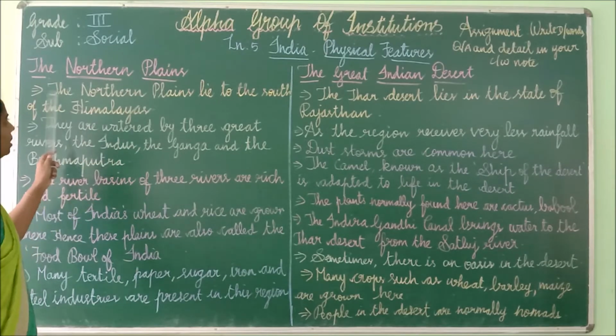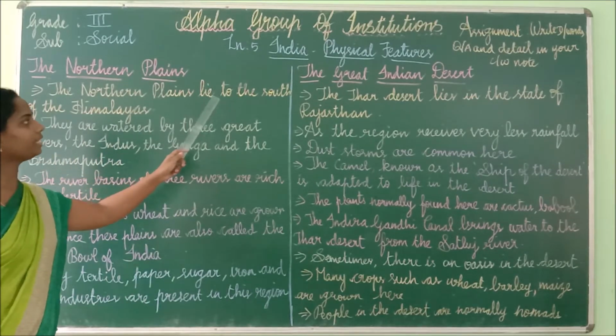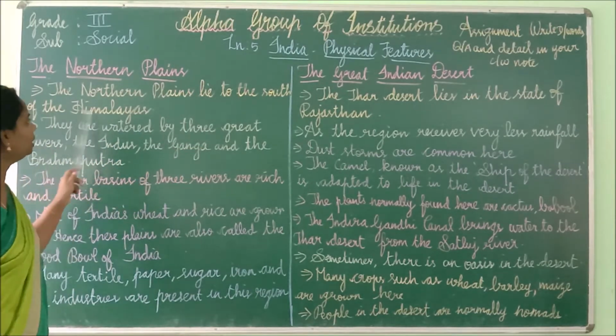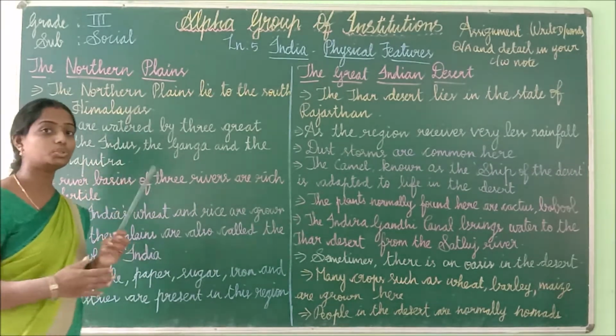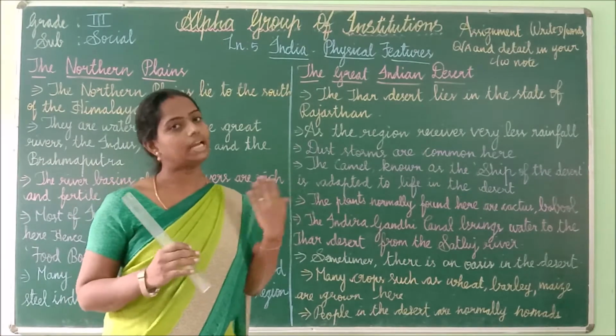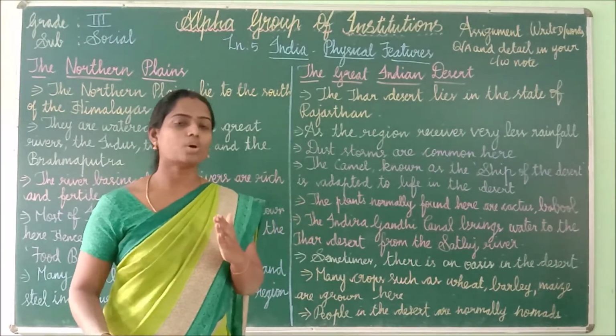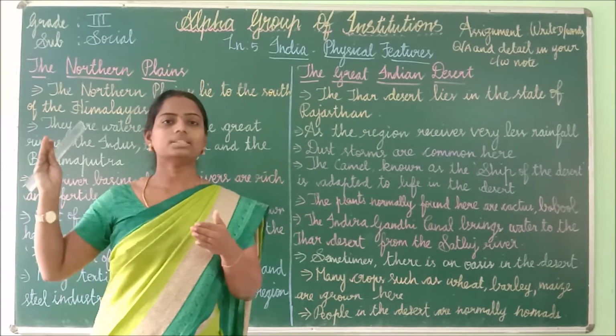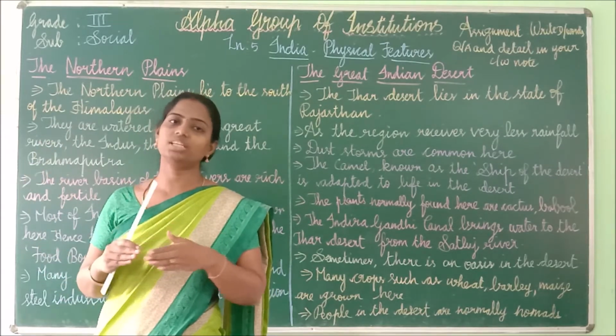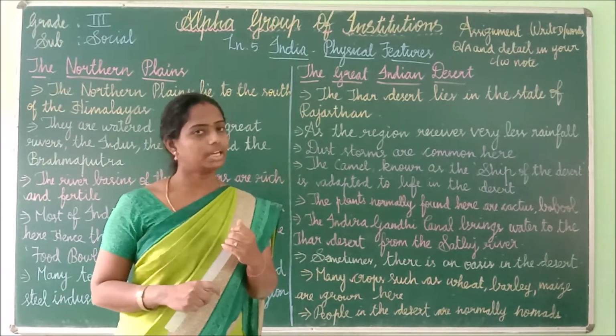The northern plains lie to the south of the Himalayas. What do they say, children? The northern plains lie to the southern side of the Himalayas. There are many such Himalayas, isn't it? So the northern plains lie to the southern side of the Himalayas.